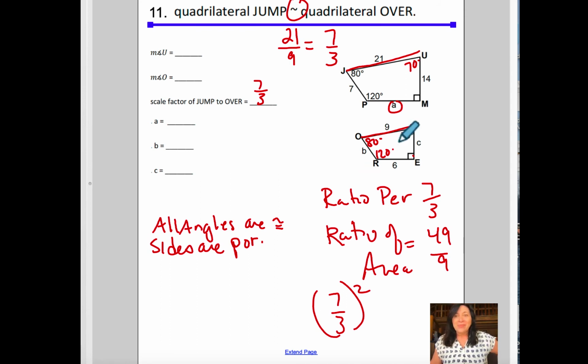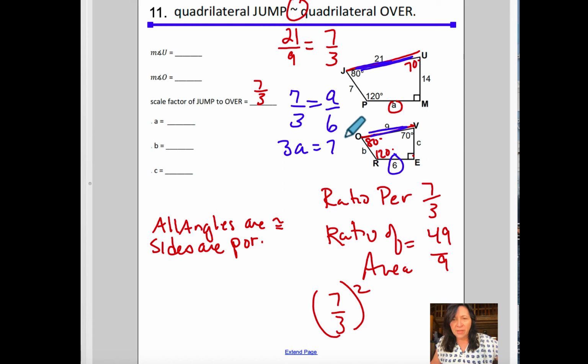Okay. To find A, we are going to use our scale factor, 7/3. So 21 is to 9, that's 7 is to 3. Where's A? As A is to 6. So I'm going to cross multiply. 3 times A equals 7 times 6. And I know 3 divides into 6, so I'm just going to divide by 3 right now. 3 divided into 6 is 2.